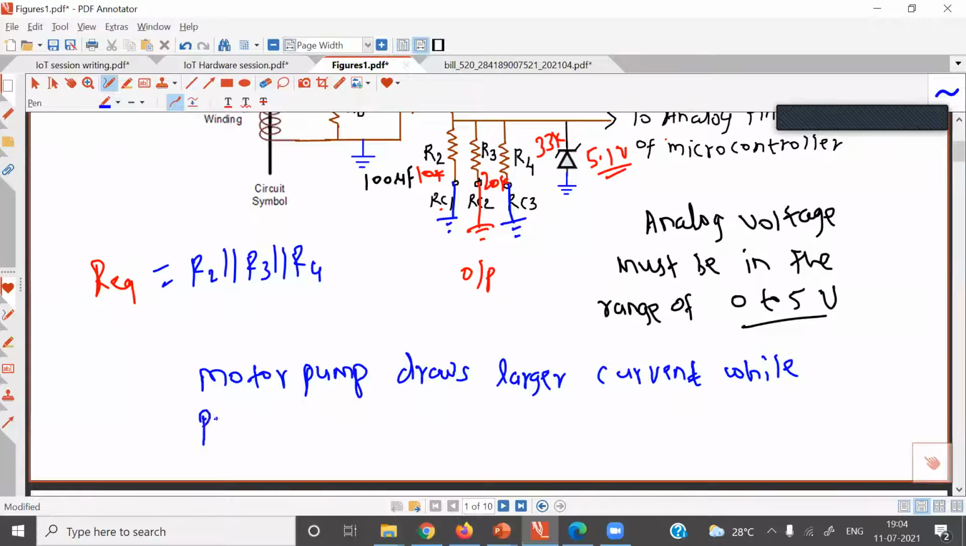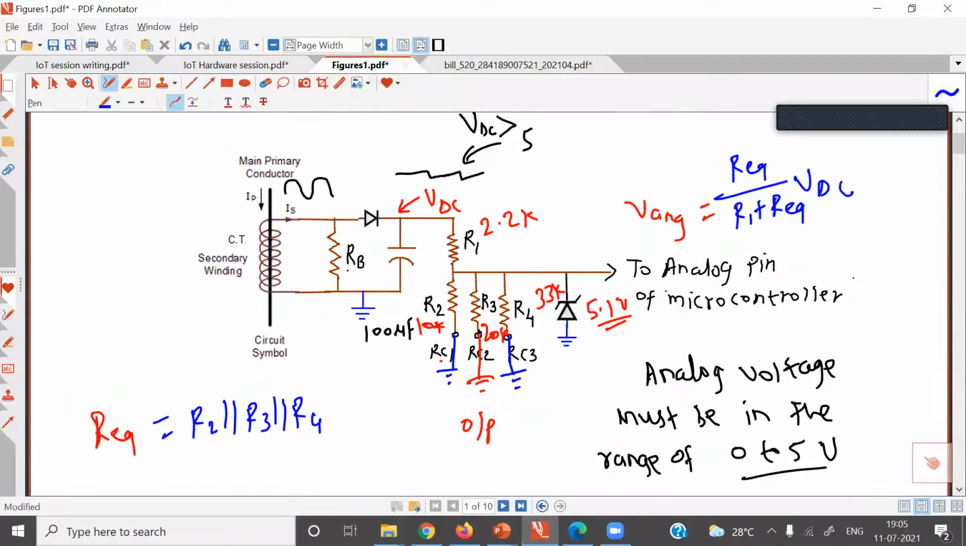When the motor pump runs idle without pumping water, it draws less current. So by measuring this relative difference, we can sense whether the motor pump is pumping water or running dry. When the motor pump is not pumping any water, it is called dry run condition. So we can detect dry run condition by measuring the current, and this current we are measuring in terms of DC voltage proportional to current. This DC voltage that we get here is an indication of whether the motor is pumping water or running dry.